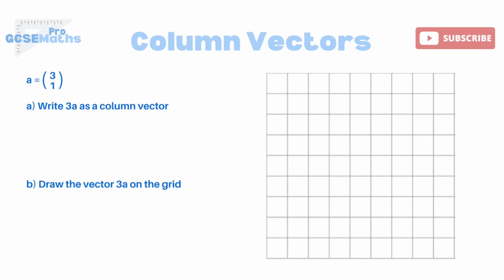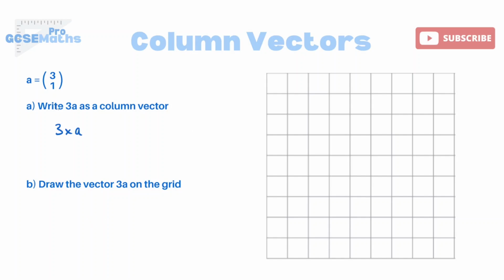Now we know how to draw column vectors as actual vectors on a grid, we have a slightly more complicated question, because part A here says, write 3A as a column vector. We're given just A as 3, 1, but you see how now they want 3A. So literally just think of it as you would with any kind of algebra. What does 3A normally mean? Well, it means 3 times A, 3 lots of A.